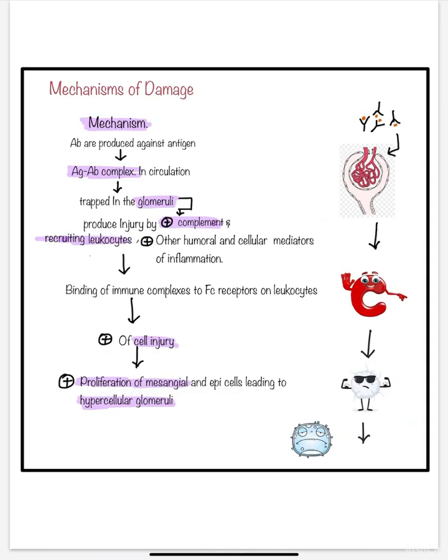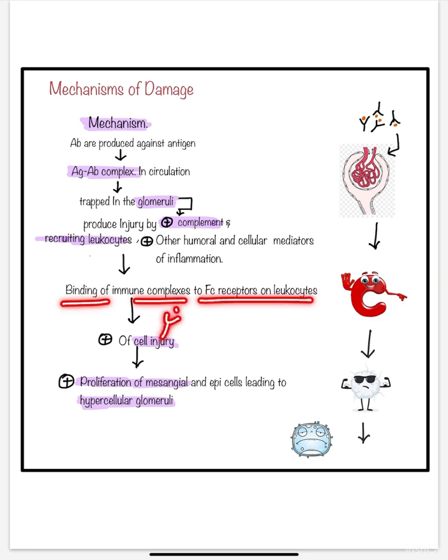So what are the mechanisms of damage? Antibodies are produced against the streptococcal antigens. After a primary streptococcal infection, the body produces antibodies against the streptococcal antigen, that is M proteins. So antigen antibody complexes are formed in the circulation, which get trapped in the glomeruli. It activates the complement and also recruits leukocytes, which in turn activate other humoral and cellular mediators of inflammation. Binding of the immune complexes to the Fc receptors of leukocytes occurs.